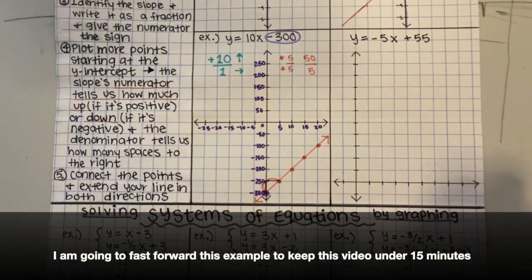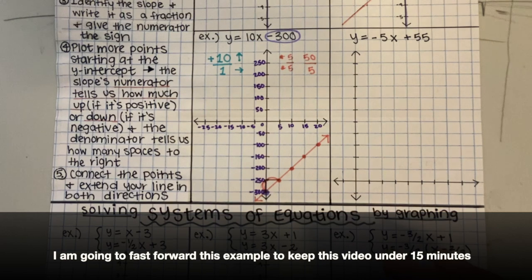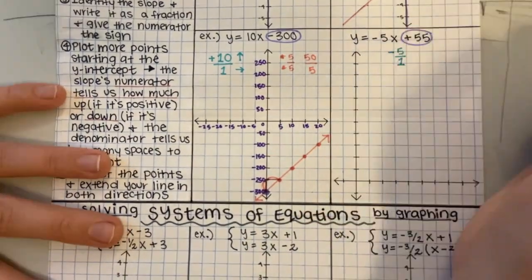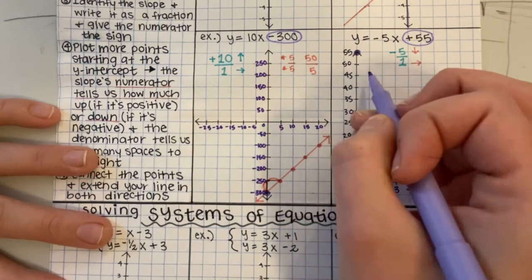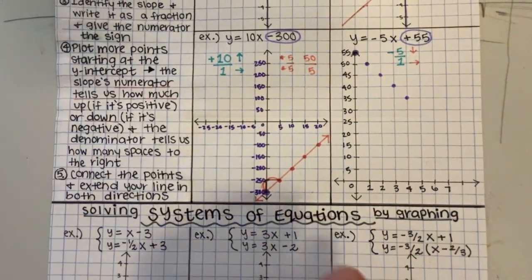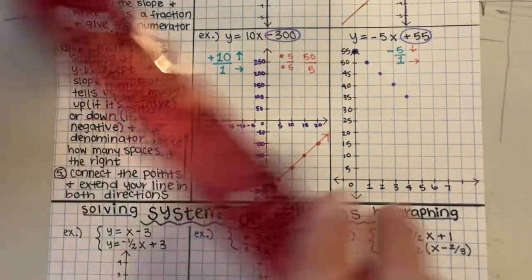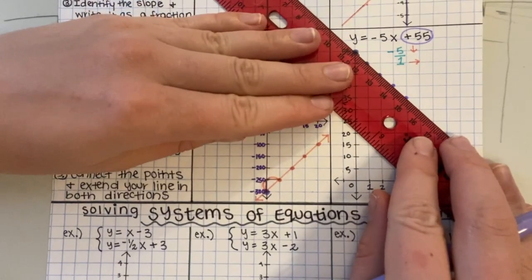We also want to think about scale. So like we did before, we can kind of skip ahead to the other steps to help us make our scale. So I can connect my dots and extend my line.